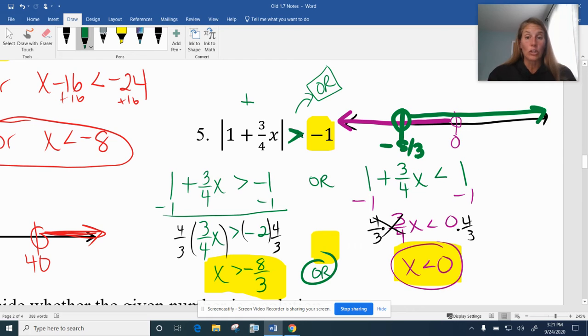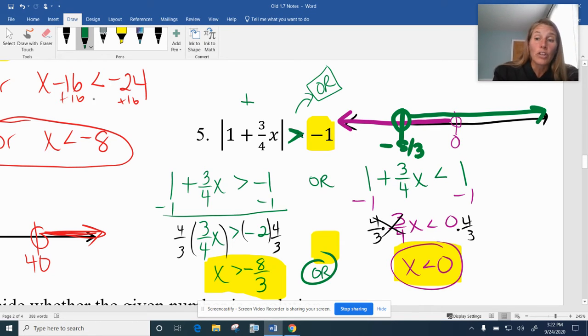So any number that you put in there that would be less than 0 would work, and any number you put in that's greater than negative 8/3 would work. So that would pretty much cover every number that's possibly in existence, like all real numbers, right?